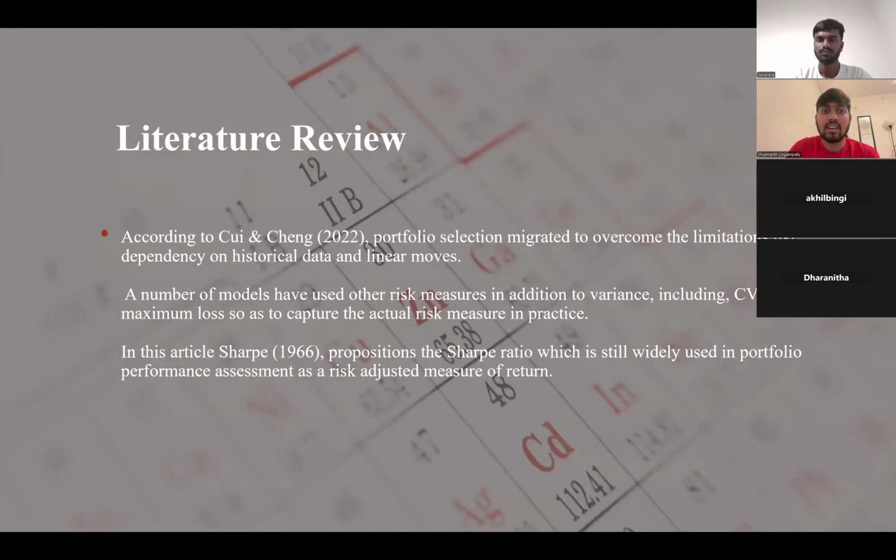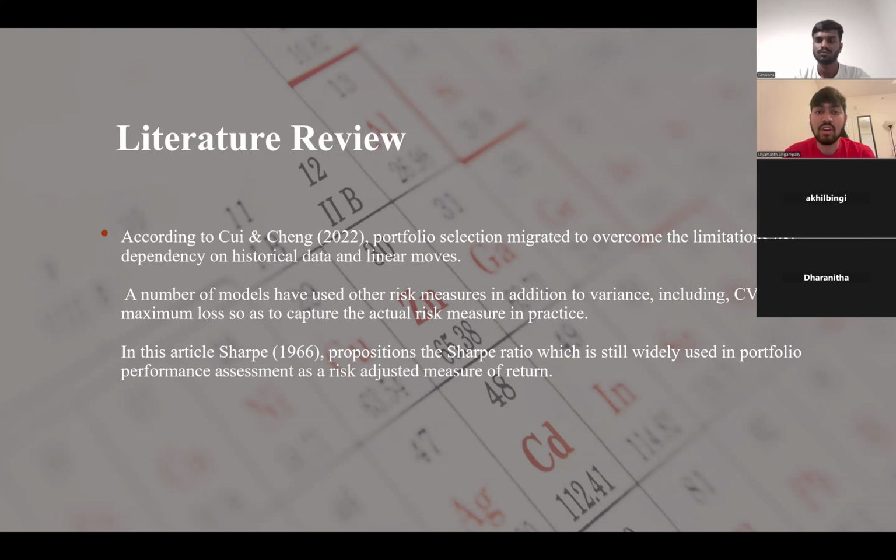Going on to the next slide, the literature review. What is risk diversification? Risk diversification is crucial in portfolio management. The goal is to bring stability and functionality to the portfolio's value by controlling variance, which means how much returns can deviate from the expected value. This strategy ensures that no single market fluctuation significantly impacts the overall portfolio.